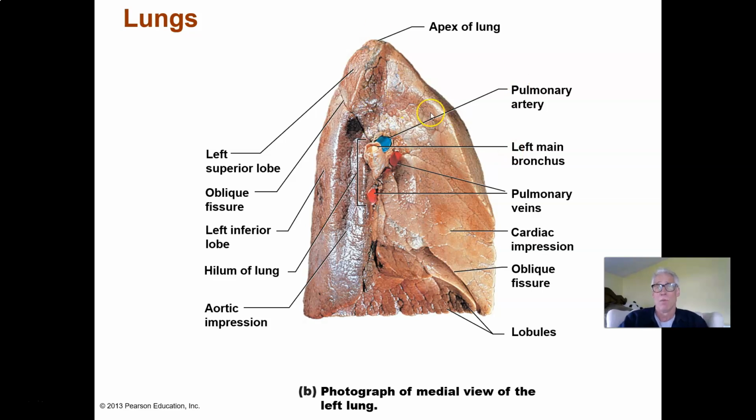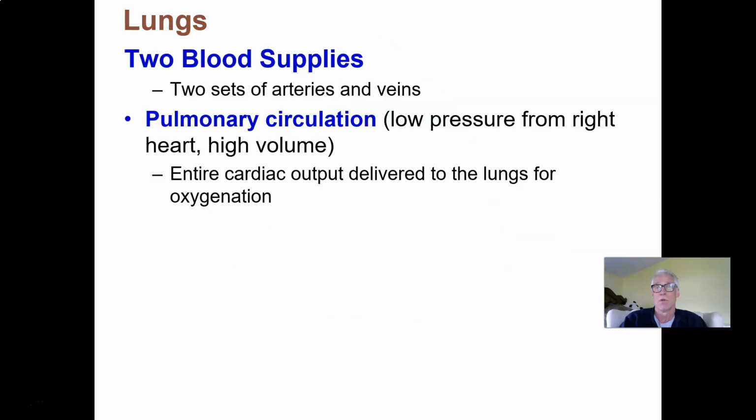Here's a picture actually of a cadaver lung that's been perfused with some latex, some colored latex, so that we can see the pulmonary artery and its relative position to the primary bronchus and the pulmonary veins that are at the hilus of the lung. And just for interest's sake, we're looking at the medial surface of the lung in this picture.